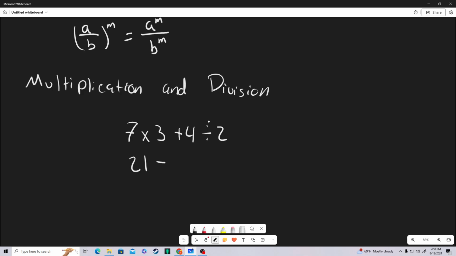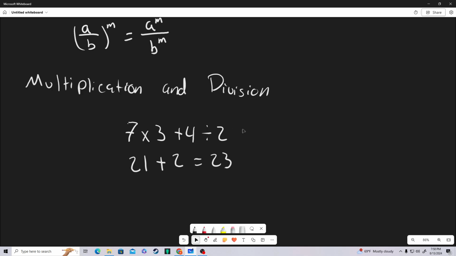21 plus, we have 4 divided by 2, so we do that. These technically happen at the same time. So this would be 21 plus 2. You'll notice even without the parentheses, we still are doing this first before we do the addition. That's 23. Those happen at the exact same time.